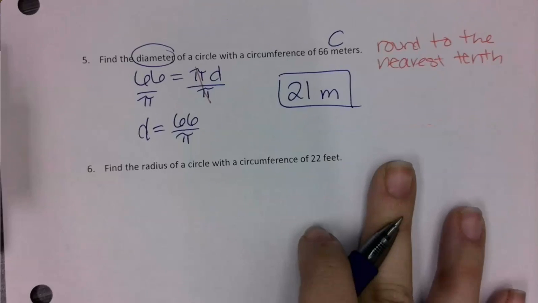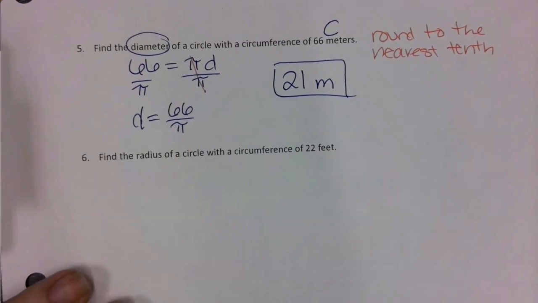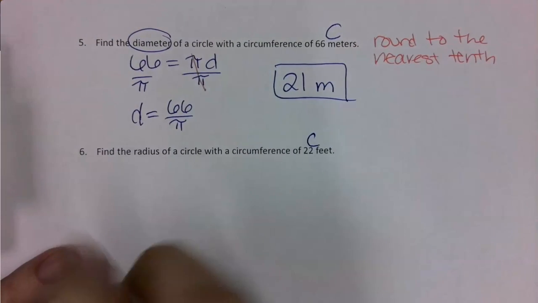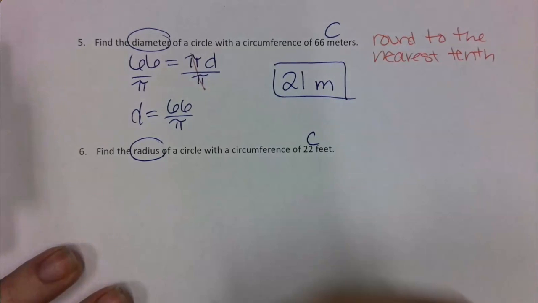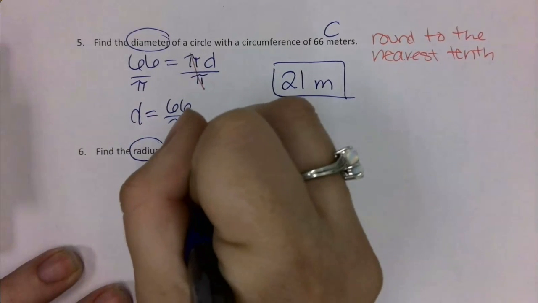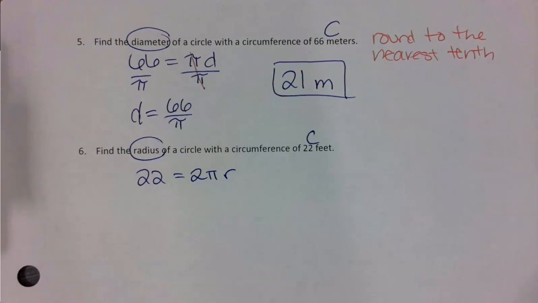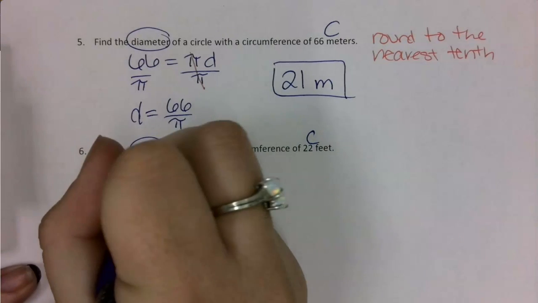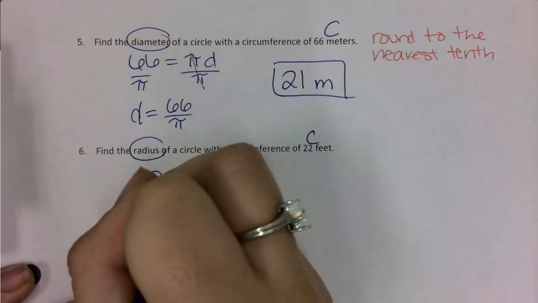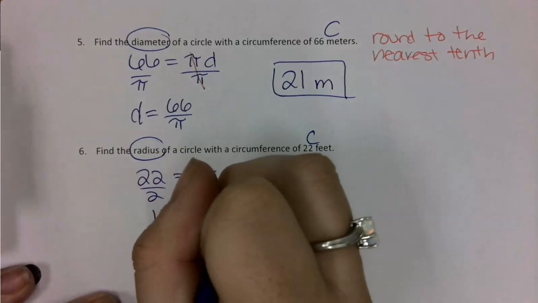Same idea for number 6, except this time it says find the radius of a circle with a circumference of 22 feet. So this is my C, and because it says radius, I'm going to use the 2 pi r formula. So I'm going to have 22 equals 2 pi r. Then I want to divide both sides by 2. 22 divided by 2 is 11. And then I have pi r.